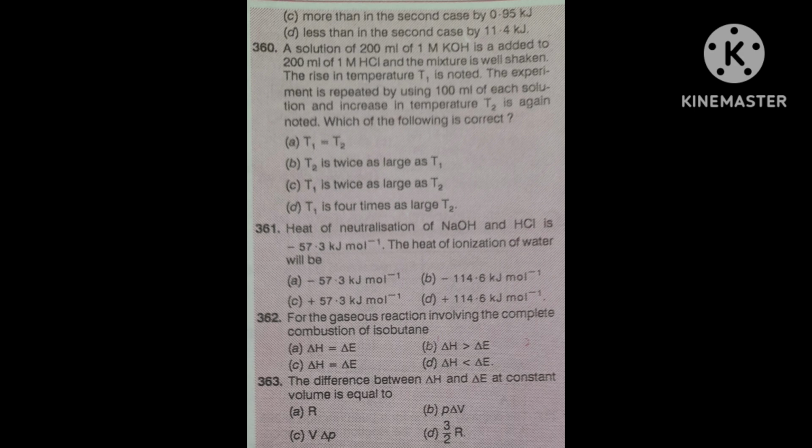Then the product side is 4 CO2 plus 5 H2O. Both are gaseous, hence 9. 4 plus 5, 9. And on the reactant side, butane is 1 mole gas. Butane C4H10, 1 mole, plus 13 by 2, which means 6.5 moles of O2.